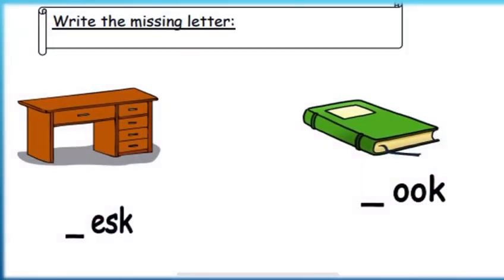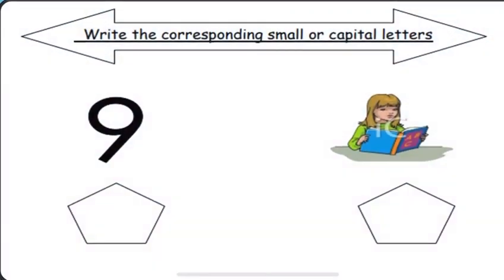Here, Shabab, we have a missing letter. Write the missing letter. The first one is disk. So the missing letter is letter D. Well done. The second one is book. So the missing letter is letter B. Well done, my friends.